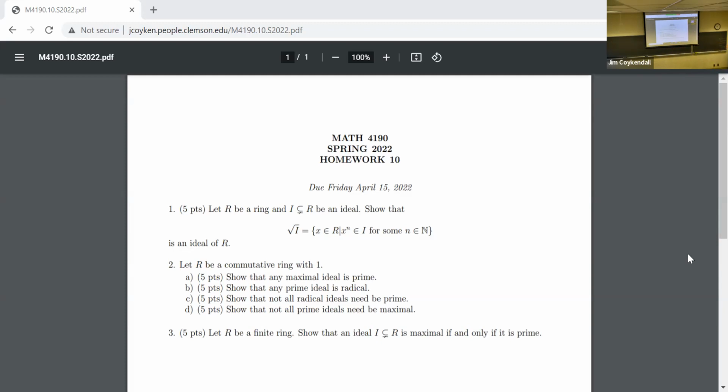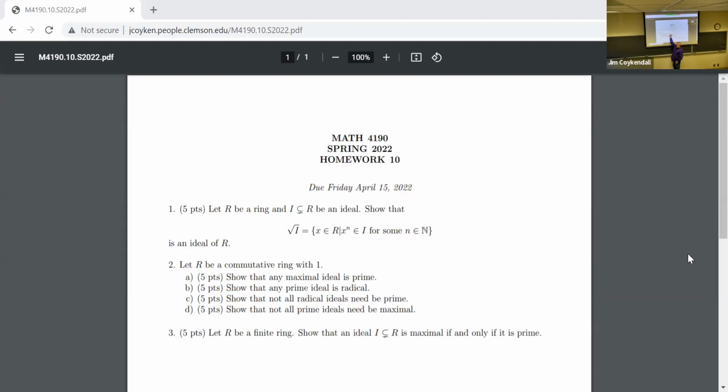Let me say a couple of words about the homework for next week, due next Friday. So I introduced this last time, this notion of the radical of an ideal, with that crazy square root symbol. It's all the elements in R such that some power of x lands you back in the ideal. I claimed that this was an ideal. I want you to show it. So you need to show me that this is an ideal.